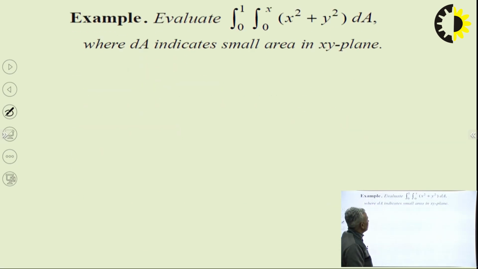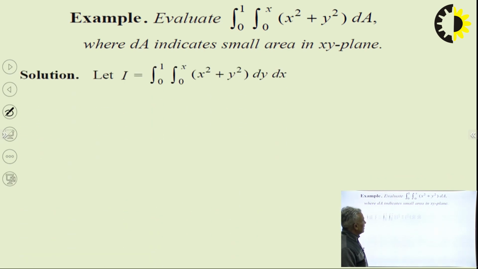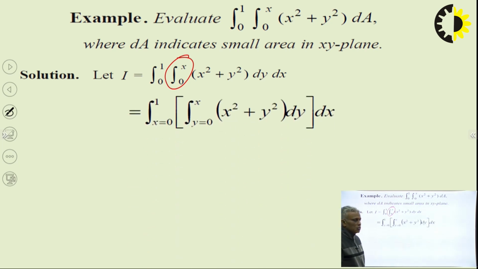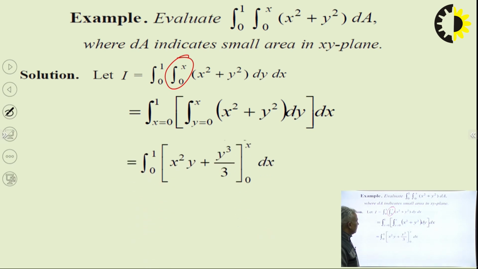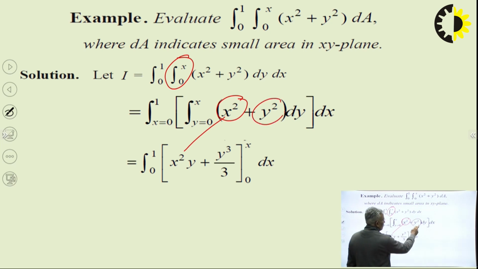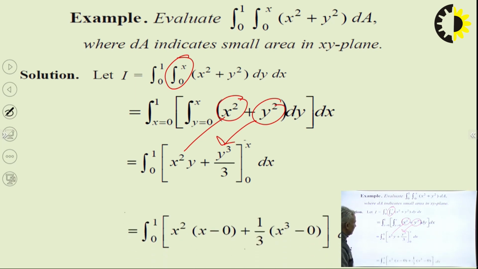In this way we can solve another problem in the xy plane, right? First we solve this, this is the limit of y. So first of all we solve with respect to y and then take the decision and take the solution. What will be the conclusion here? We see that very carefully. Integration of x square with respect to y is x square y. Integration of y square is y cube by 3, and take the limit 0 to x. What will be the conclusion here?